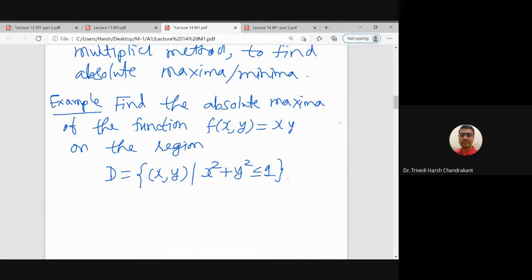So we want to find the absolute maximum value, the unique absolute maximum value of this function. So what we do first, we will first find the critical points of the given function.